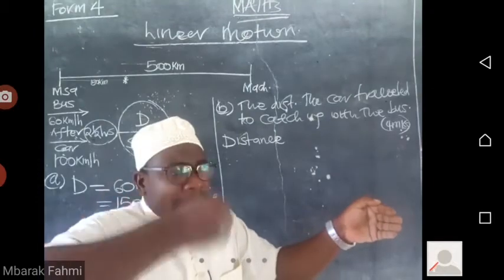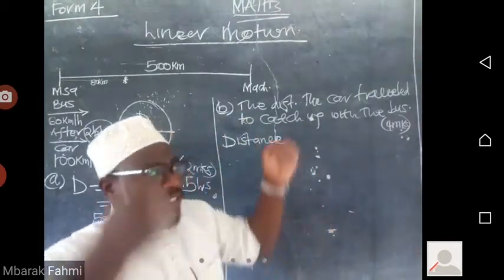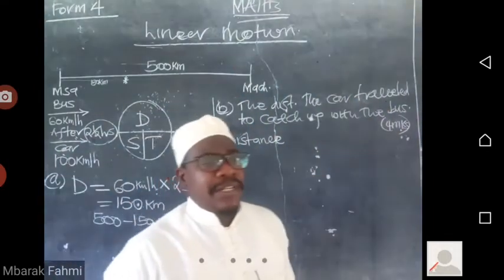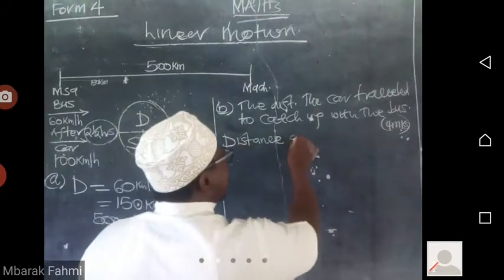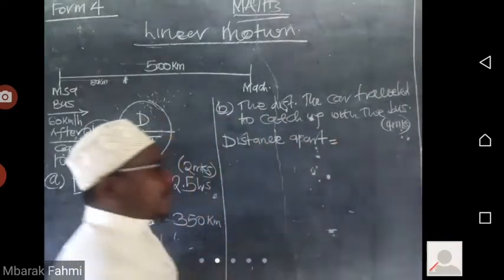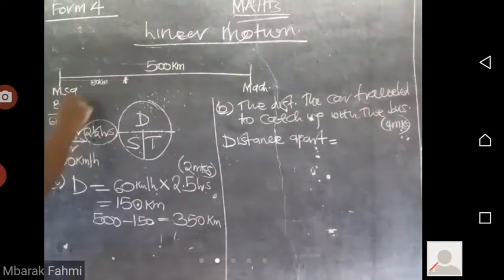By the time the car is starting the journey, how far was the car from the bus? So we need to calculate the distance apart first. You need to know the distance. Distance apart. Now in our case here, the distance apart is here.